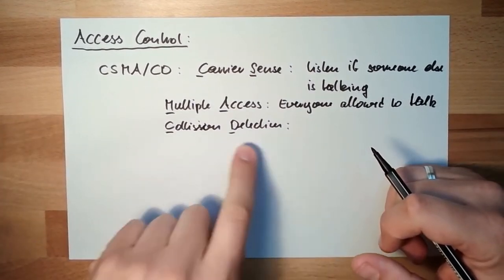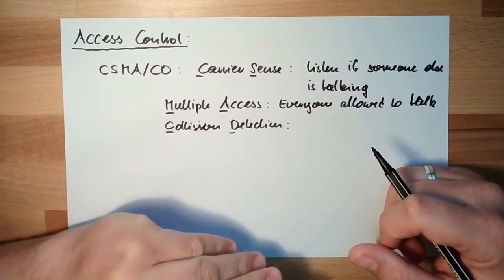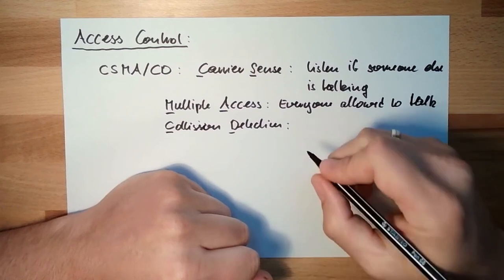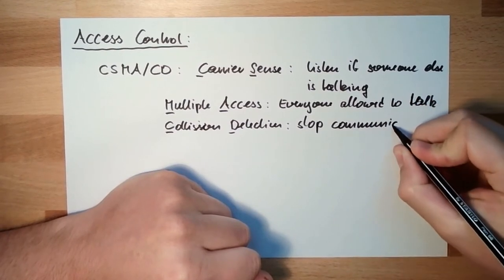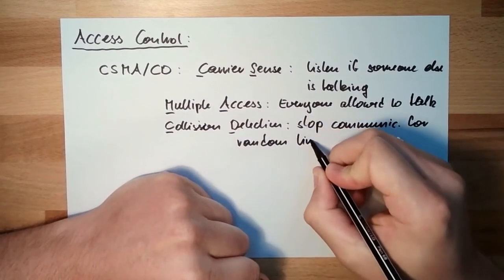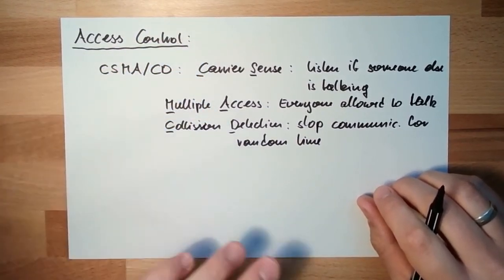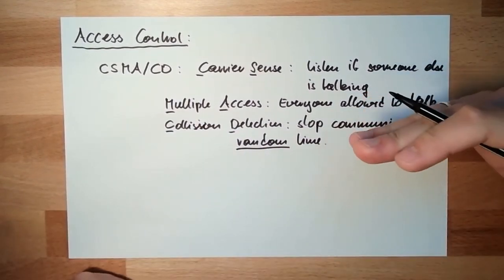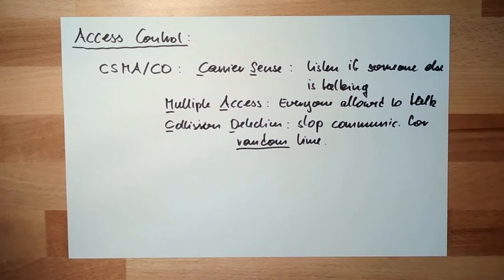If this is detected, collision detection, then every partner stops their communication for a random time, and then starts over. Carrier sense, collision detection. Since this is a random time, the chances are high that they are not starting again at the same point in time.